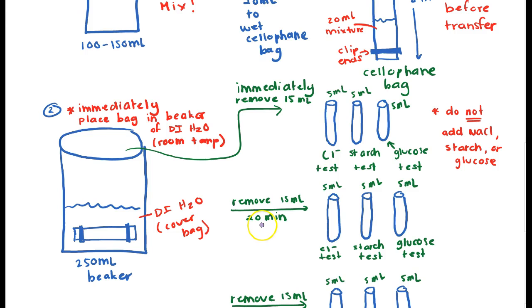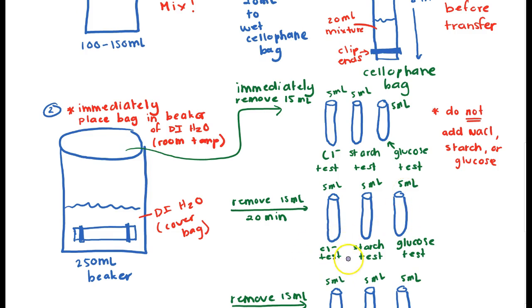After 20 minutes, you're going to do the same thing. So we want to see what's allowed to cross over time. So you're going to remove another 15 milliliters at 20 minutes. You're going to divide that into 3 test tubes like you did before, so 5 milliliters each, and you're going to perform the same test.